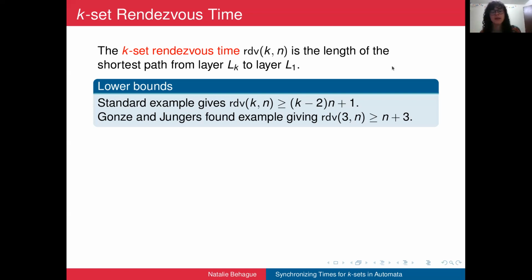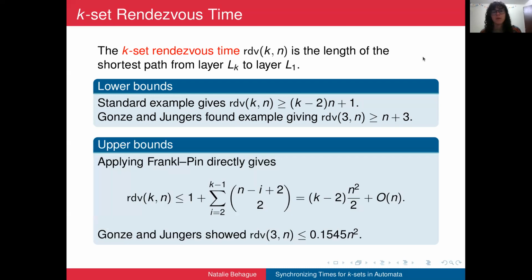Okay, but what we're really interested in is upper bounds, of course, because everything to do with Cherney's conjecture is about trying to prove upper bounds on the shortest reset word. So we want to prove upper bounds on this k-set rendezvous time. So what can we prove about the k-set rendezvous time? Well, if we just apply the Frankel-Pin theorem, if you remember from before, that's a theorem that tells us worst case scenario going from the kth layer to the k minus 1th layer, and so on.